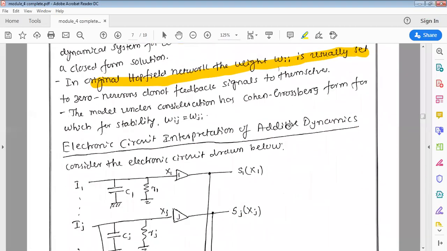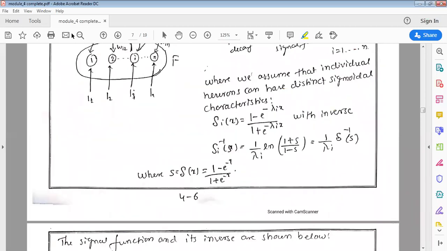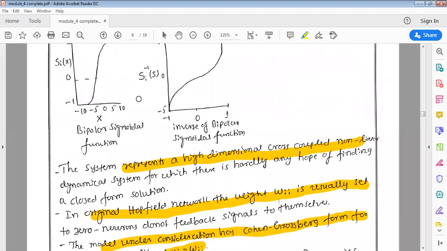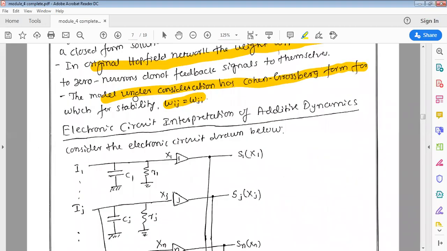Okay. And the model under construction has the Cohen-Grossberg form. This form is a specific form which uses Wij is equal to Wji, or W12 is equal to W21. That is, the weight assigned from 1 to 2 is the same as the weight assigned from 2 to 1. W12 is equal to W21. So with this restriction, this model is built.